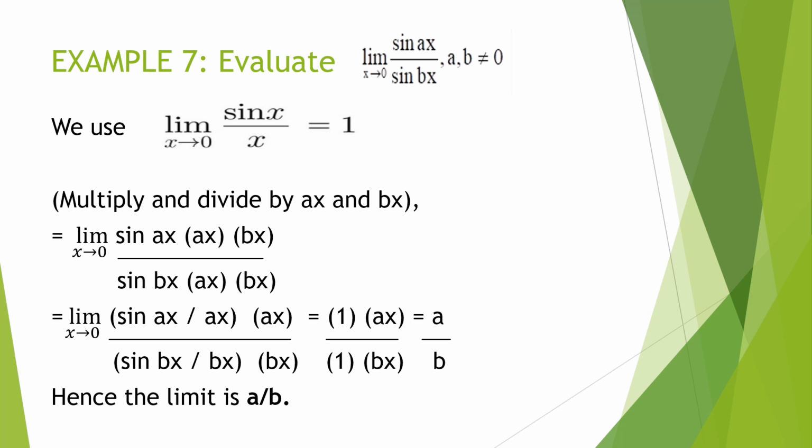So numerator sin ax into bx, denominator sin bx into ax into bx. But we know limit x tends to 0 sin ax upon ax, using the above result, will be 1. Similarly, limit x tends to 0, sin bx upon bx will also be 1. So it is 1 into ax upon 1 into bx. x gets cancelled out. So this is equal to a upon b. Hence the limit for this function is a upon b.